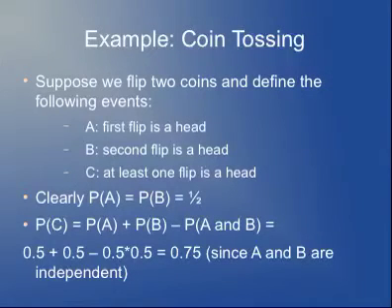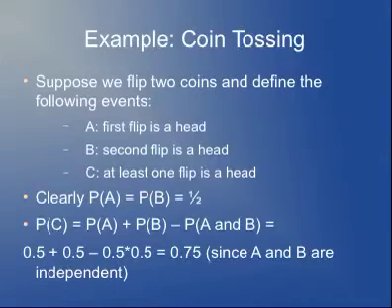So, a simple example of these new rules is the canonical coin tossing example again. Say we have flipped the coin 2 times and define the events that A is the first toss is heads, B is the second toss is heads, and C is that at least 1 is heads. Then, obviously, the probability of A is equal to the probability of B, which is 1/2.